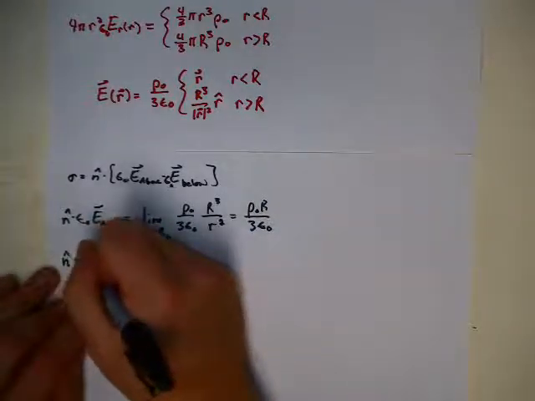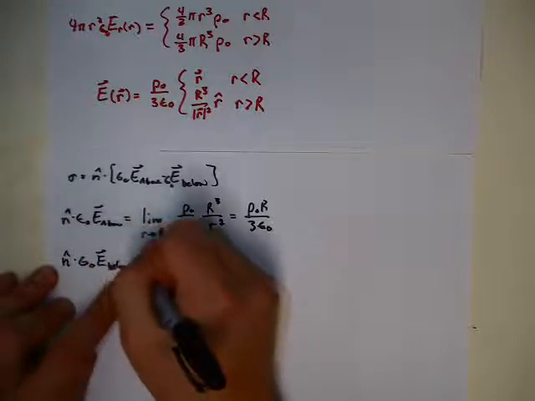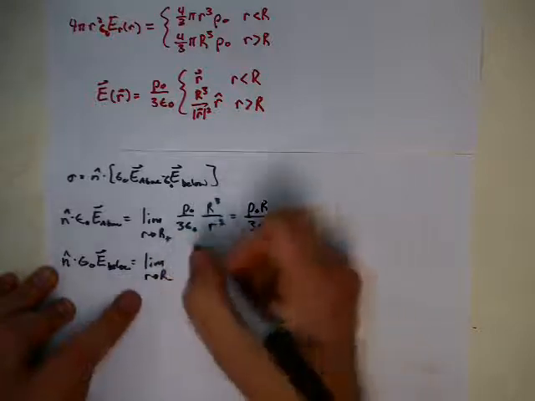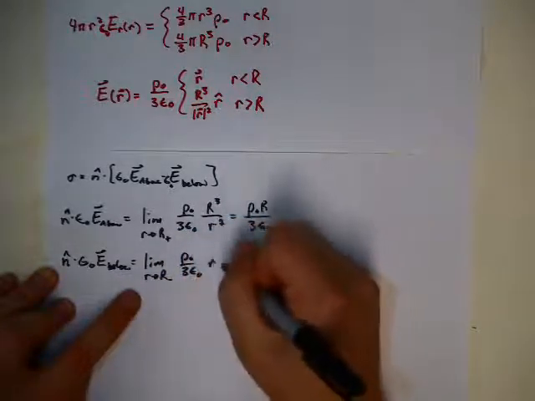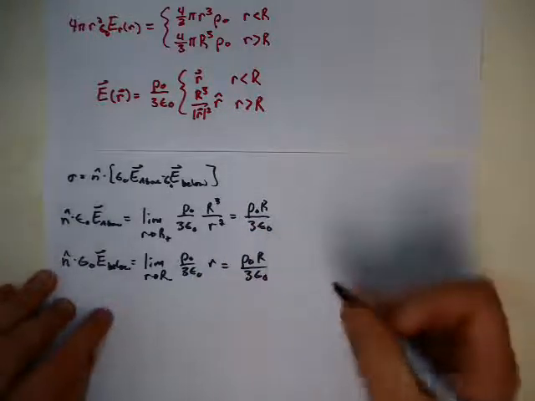Similarly, n hat dot epsilon naught E below is the limit as r goes to R from the bottom side, rho naught over 3 epsilon naught of little r, which is rho naught capital R over 3 epsilon naught.